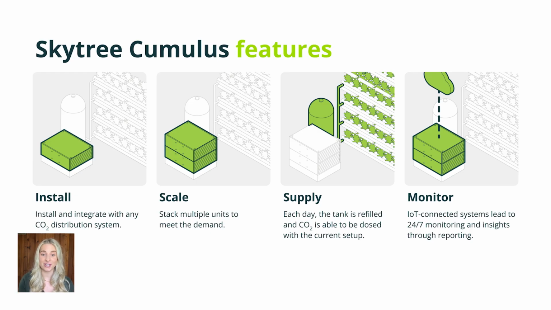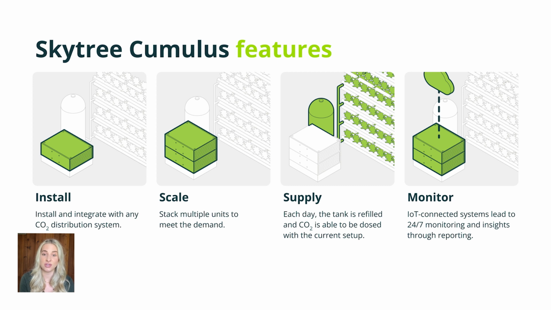The wonderful thing about our units is that they are really built to scale, and they are modular. So if you need 60 kilograms of CO2 per day, you can stack 3 Cumulus units on top of one another, and same with the Stratus units as well. Once they're installed, you can very easily attach it to your existing CO2 dosing equipment. So for example, if you had a canister attached to your dosing equipment, you can just take that canister out and attach our buffer tank to that CO2 dosing unit.